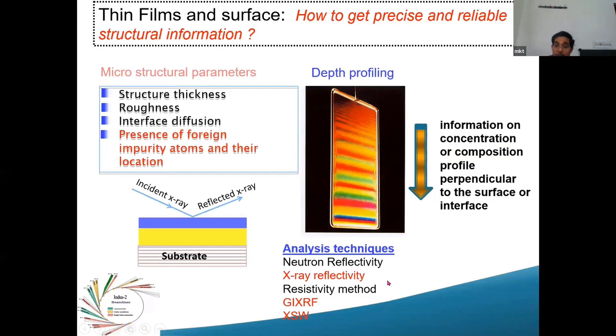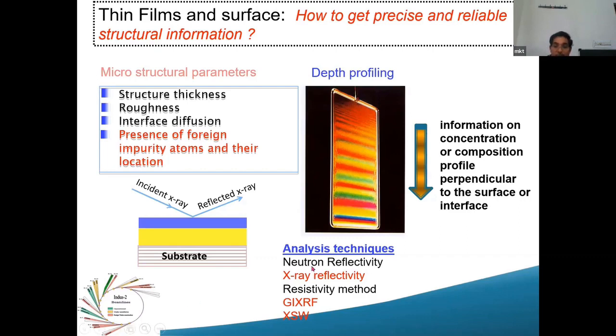So normally people use X-ray reflectivity. Resistivity methods are also applied. GXRF, X-ray, neutron reflectivity. These are the typical non-destructive methods. Reflectivity is a very good technique for thin film determination because it provides very high accuracy. But you cannot get any information about the elemental concentration. If the elemental concentration changes as a function of depth, then it is not possible to apply this.